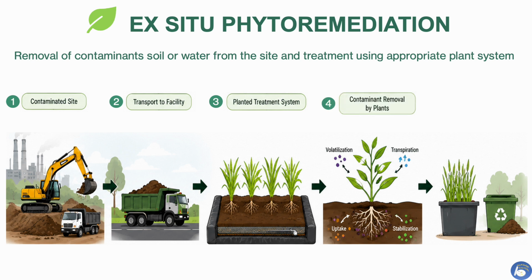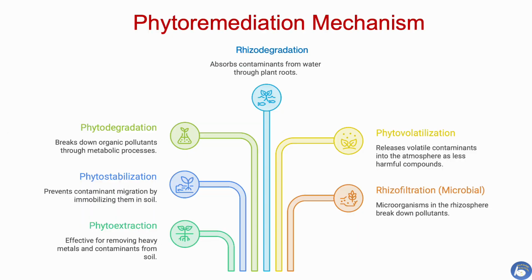As the plants grow, they absorb, degrade, volatilize or stabilize contaminants in the soil or water. After sufficient growth, plants are harvested and disposed of or further managed safely. The main difference between these two methods is that in the in situ method there is no need for transportation of contaminated material, but in the ex situ method contaminants are taken to another place. The ex situ method is comparatively costly due to transportation expenses.